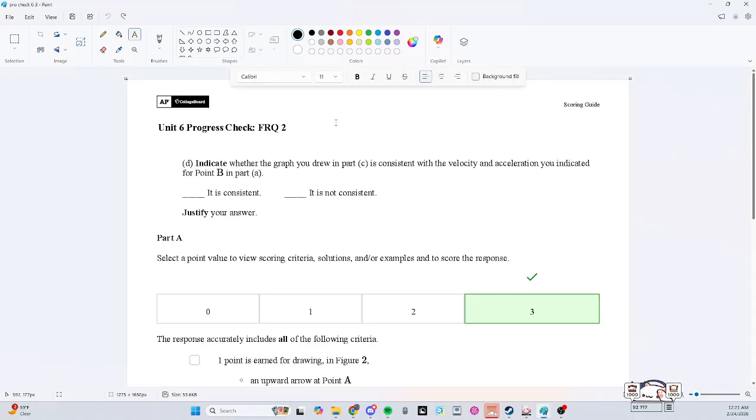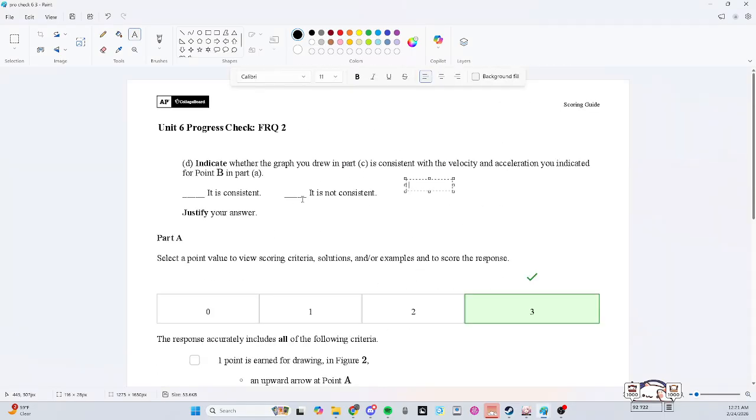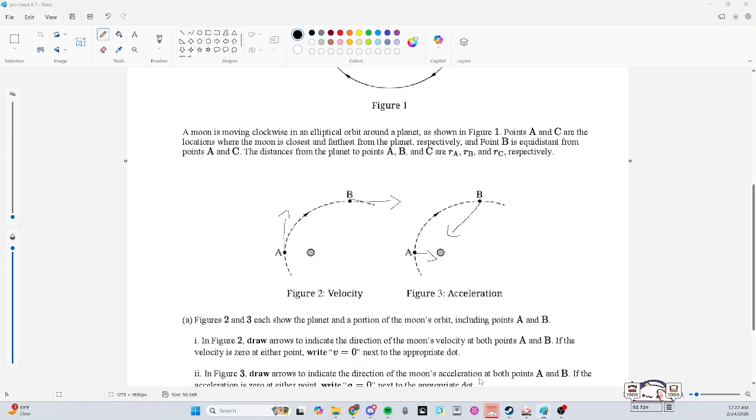Now part G says, indicate where the graph you drew in part C is consistent with the velocity and acceleration indicated for point B in part A. Now part A was this, and the question was where the graph in part C is consistent. Okay, so as you can see here, the velocity remains positive the whole time.